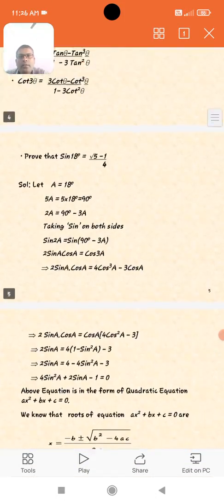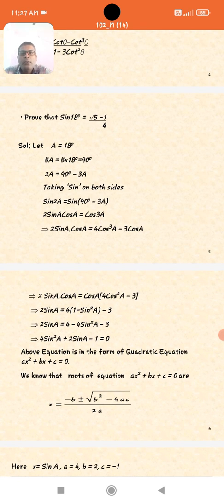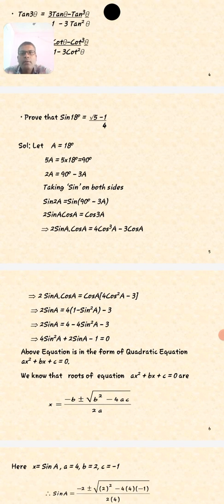Here once again you see, prove that sin 18 degrees is equal to (√5 − 1)/4. Let a is equal to 18 degrees, we write 5a is equal to 5 into 18 degrees, we get 90 degrees. Now in the place of 5a we write 2a plus 3a. From this one, 2a is equal to 90 minus 3a.